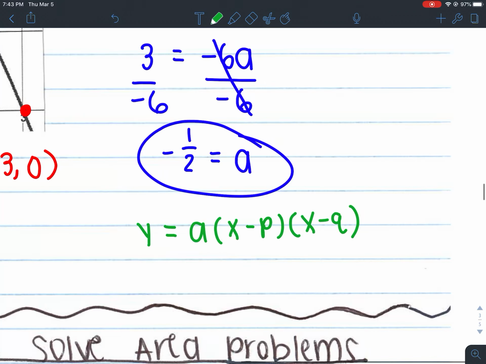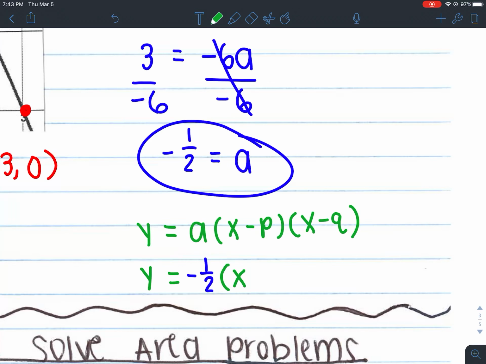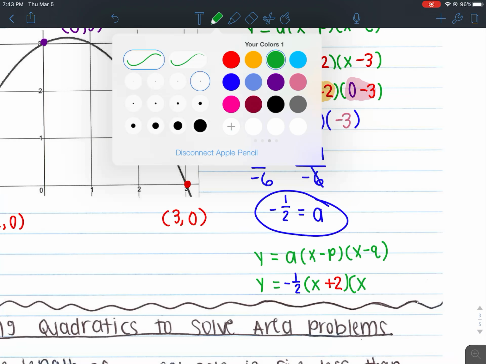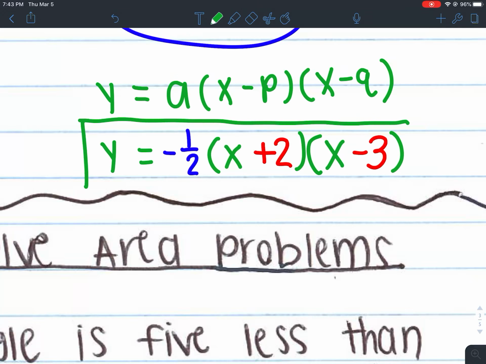So I don't want to plug in anything for x and y. Then I would have y equals my a value, which in this case was negative 1/2, parentheses, x, because I don't want to plug anything in there. One of my x-intercepts, I have negative 2, so it's positive 2 inside. And then I have x, and then, oops, x shouldn't be red. Whoops. X, and then my other x-intercept was positive 3, but when I plug it in, it's negative 3.